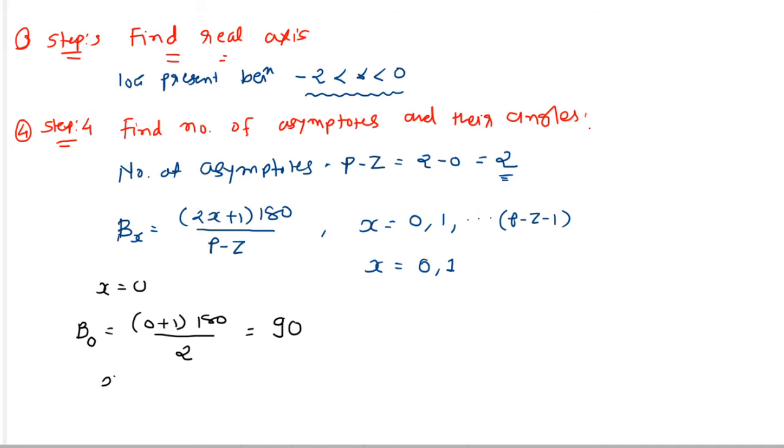Then, when x equal to 1, beta 1 equals (2 times 1 plus 1) times 180 divided by 2. 2 plus 1 is 3, multiplied by 180 and divided by 2, that is 270 degrees. So the two angles, beta 0 and beta 1, are 90 degrees and 270 degrees. That is our step number 4.